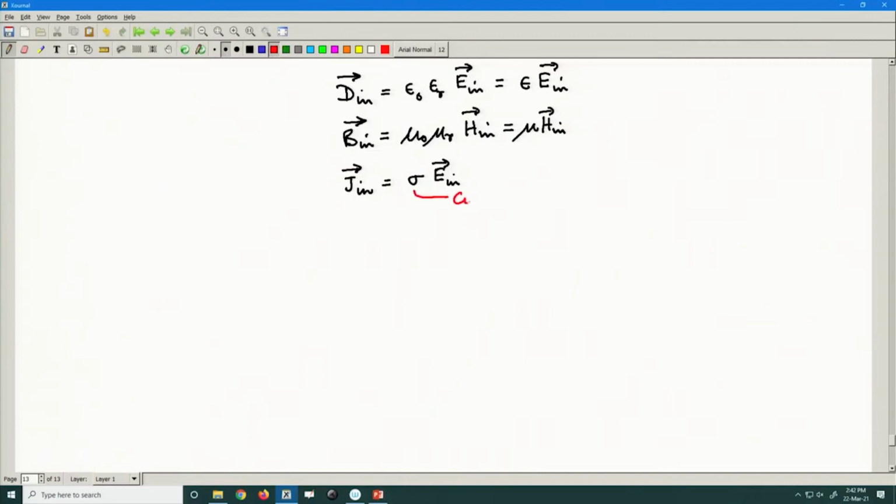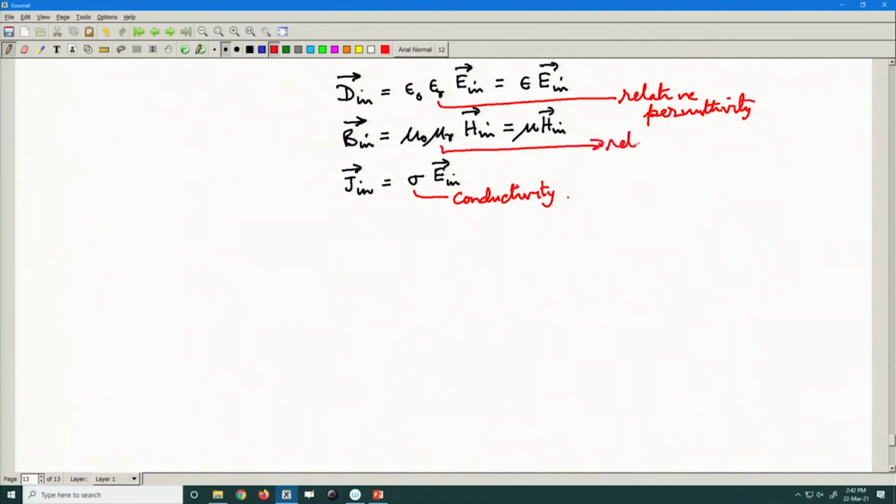So, this is the conductivity, this is the relative permittivity and this is the relative permeability, and therefore, we have epsilon equal to epsilon 0 epsilon r and mu equal to mu 0 mu r.